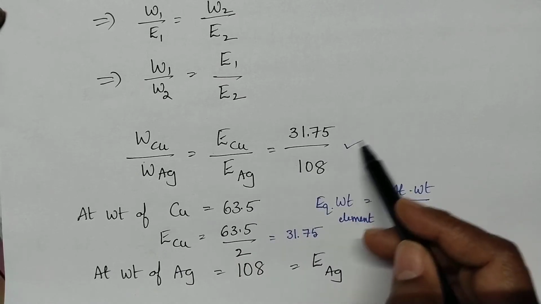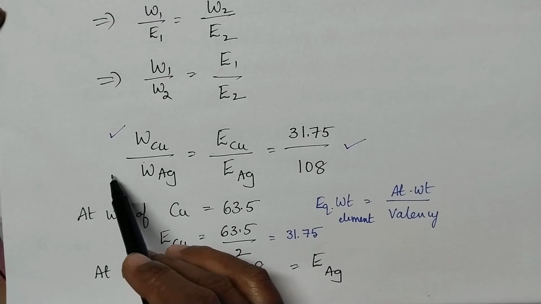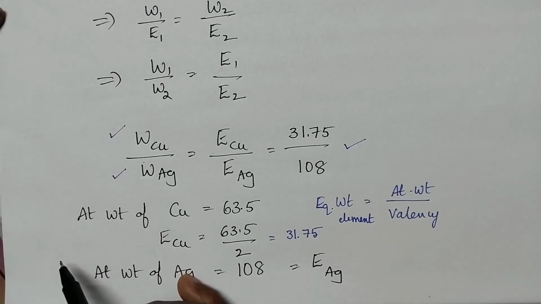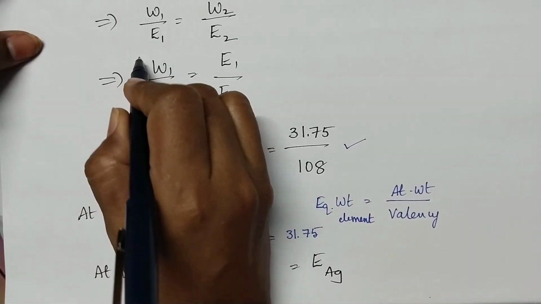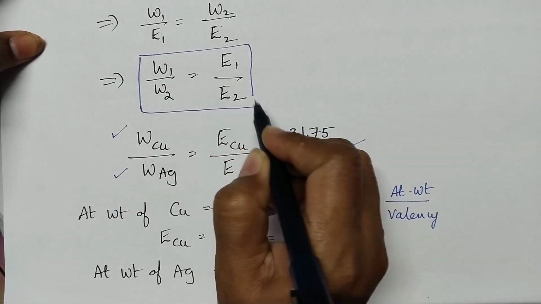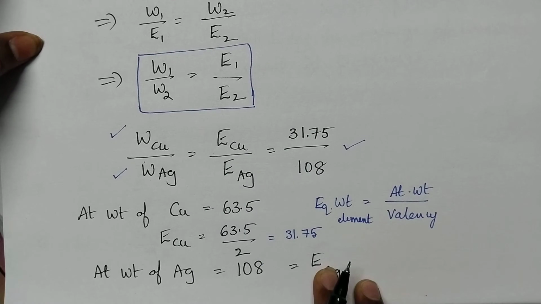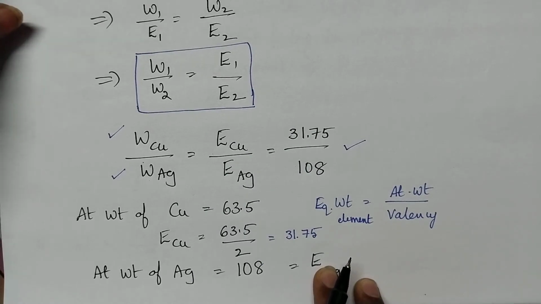In this way, it is possible to calculate how much weight of copper or how much weight of silver is deposited at the electrodes by passing the same quantity of electricity through different electrolytic solutions connected in series. Is it clear, students? So what is the mathematical expression for Faraday's second law? It is W1 by W2 is equal to E1 by E2.